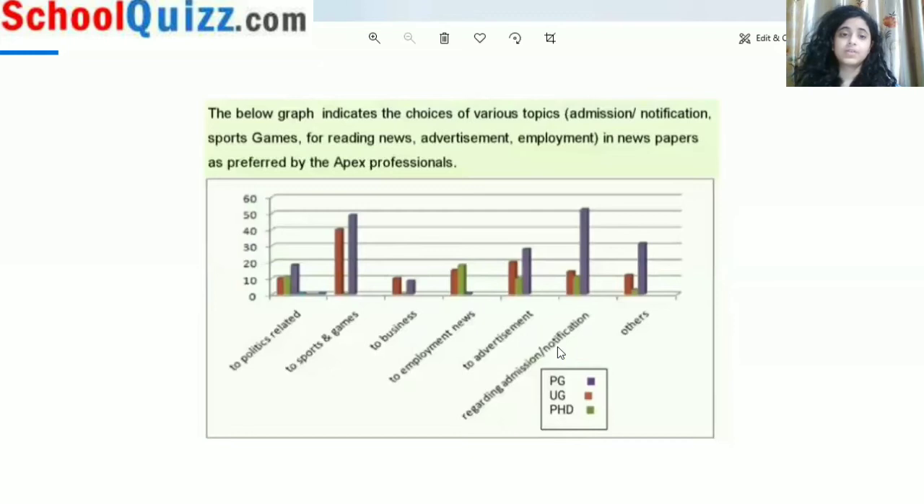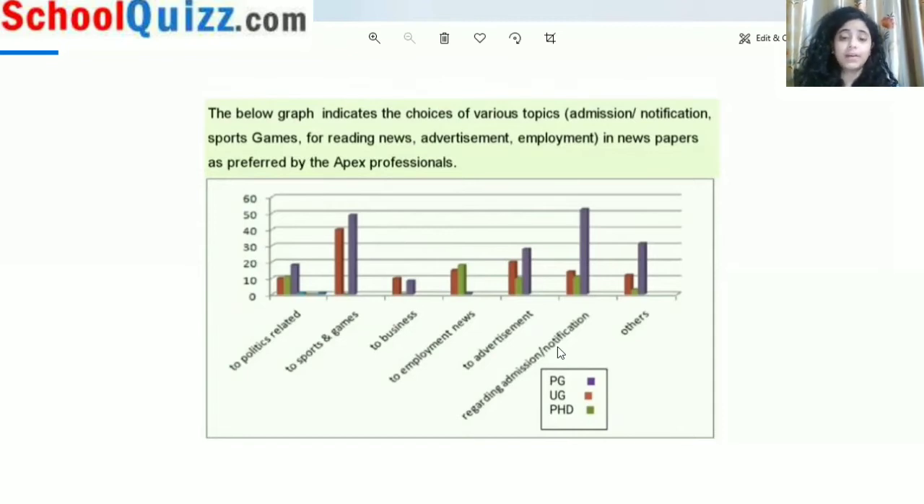Okay. So now this is the graph, the choices that people are taking, employment in newspapers and everything. So see, the graph of politics related is how much? 10, 20, okay, 25 above. And sports is highest. Sports is how much? 50. Okay. And regarding admission and notification is also highest, 50. Okay. 50 above it is also. So what is that? That is PG, UG and PhD. PG is referred by purple color. They are giving the highest response.